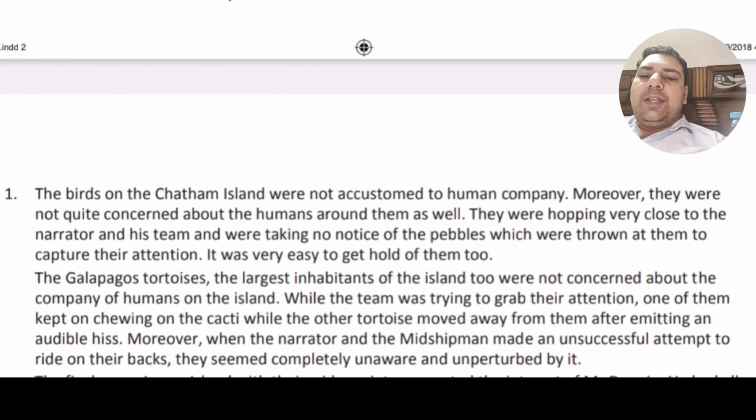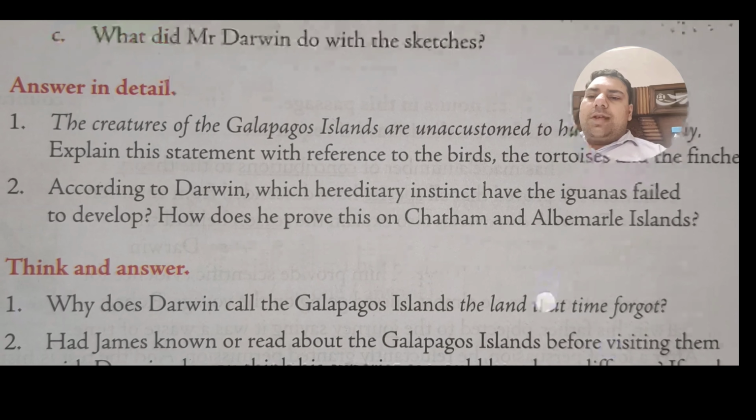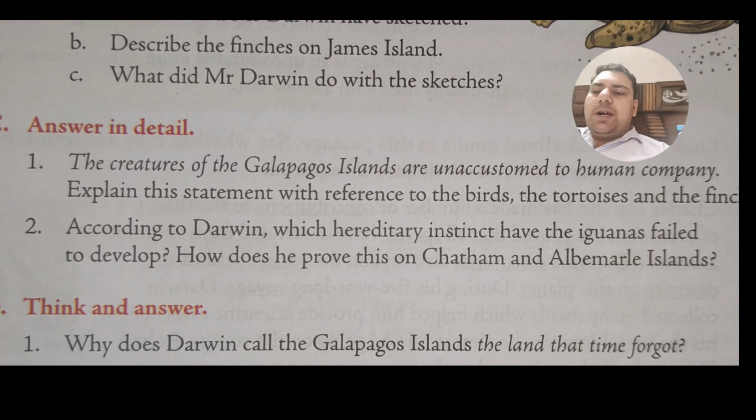They were hopping very close to the narrator and his team and were taking no notice of the pebbles which were thrown at them to capture their attention. It was very easy to get hold of them too. Now let's move to the second question of C part.